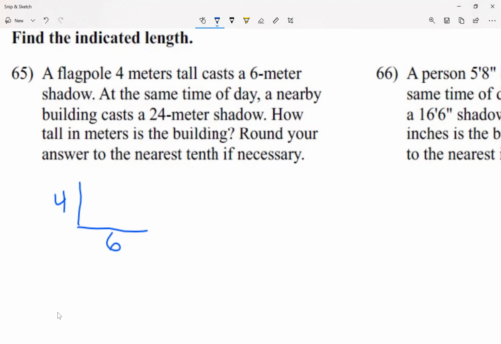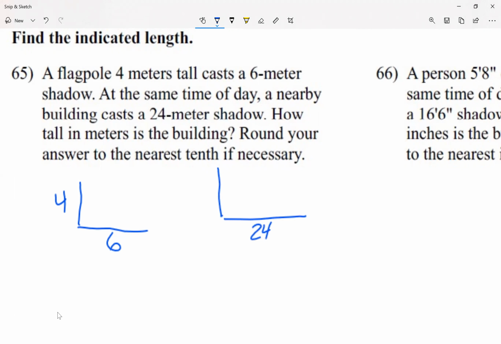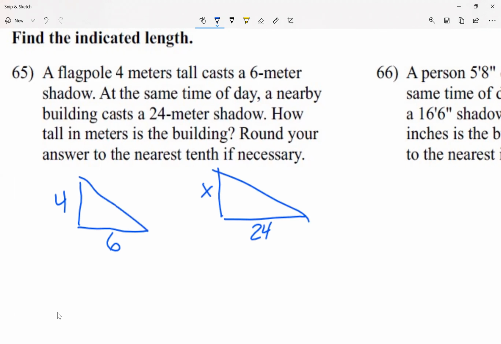At the same time, a nearby building cast a 24-meter shadow. So the shadow's right here on the floor, 24. I don't know how tall the building is, so let me call it x. How tall in meters is the building? Round your answer to the nearest tenth if necessary. Okay, so I create this so they look like triangles.